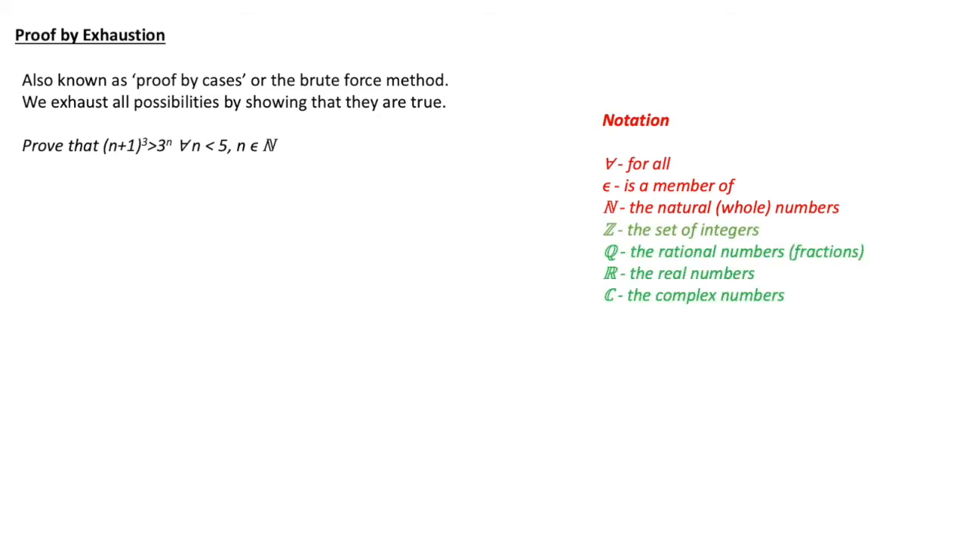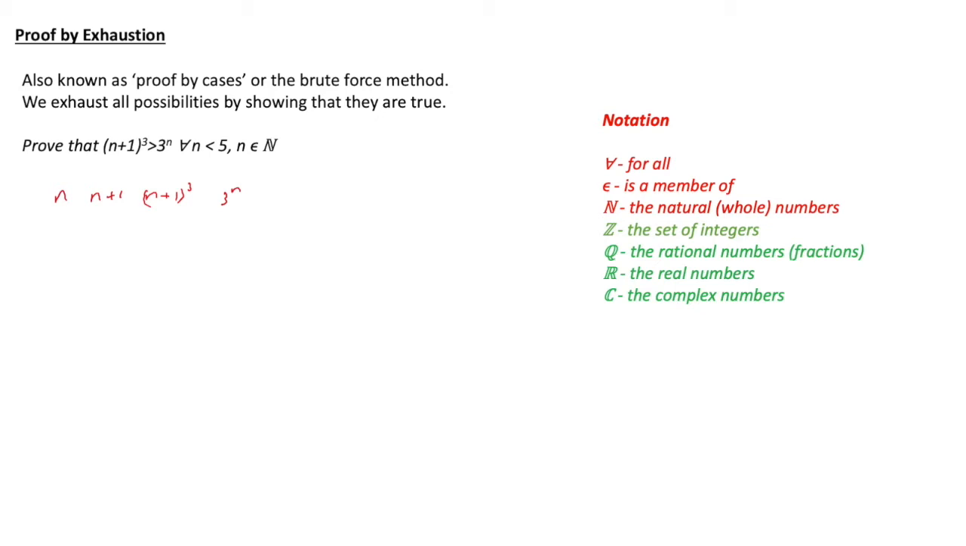For example, we're asked to prove that (n + 1)³ is greater than 3ⁿ for all n less than 5, with n a member of the natural numbers. There's some notation there, and some bonus notation. This is referred to in the first video for this proof section, so I won't go over it again. The easiest way to deal with this is to draw up a table.